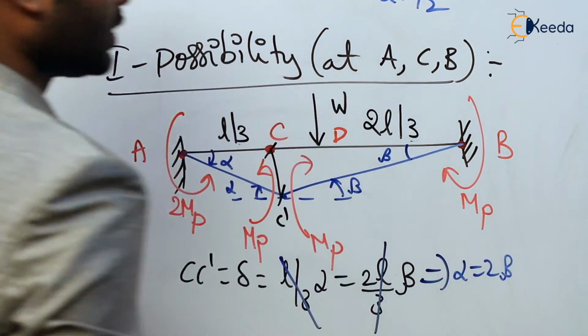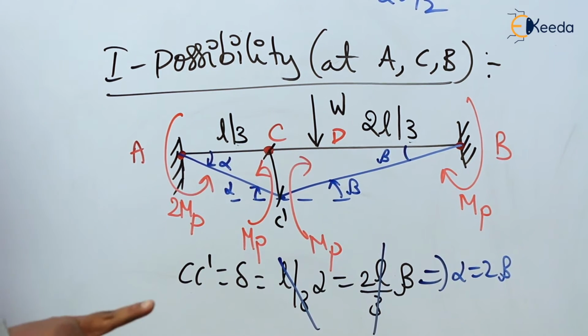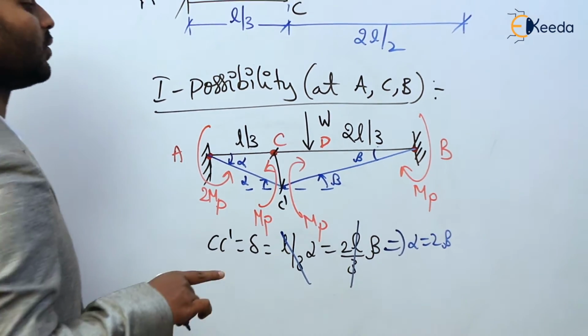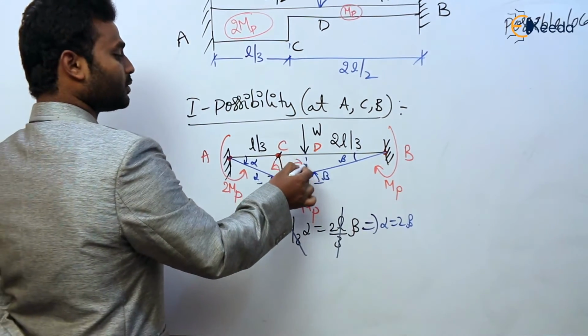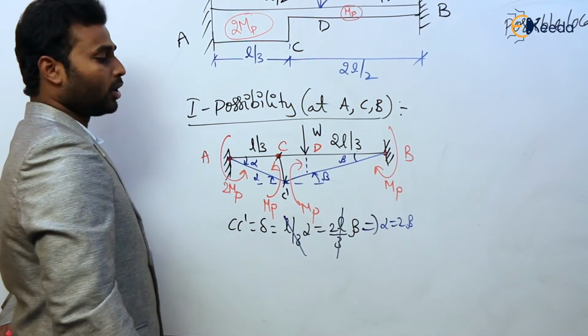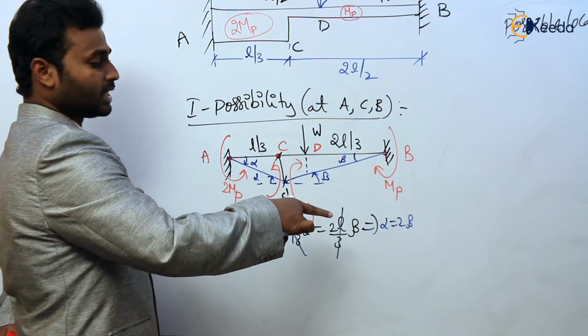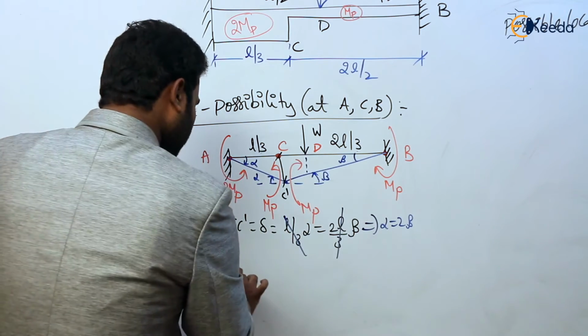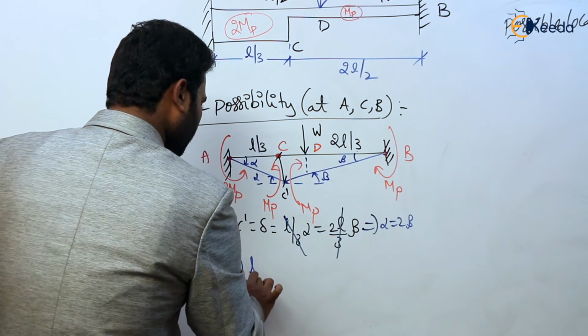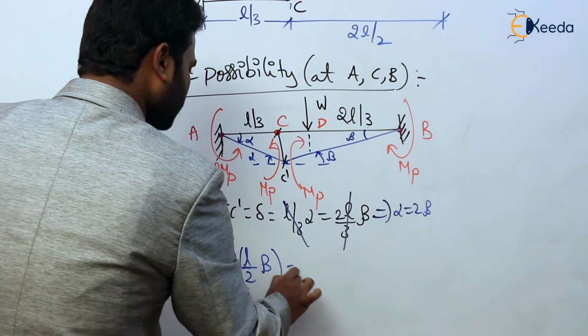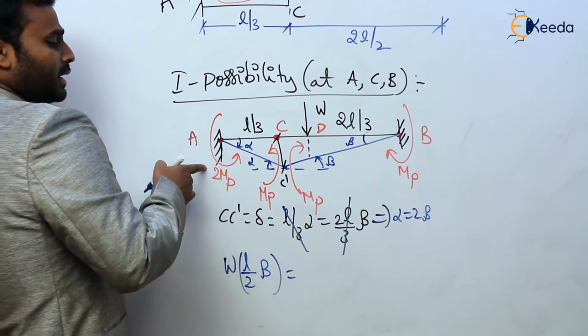That is the relation. Now apply external work is equal to internal work. So what is external work? External work is done by this force, the load. How much is it? It is W into L by 2 beta, which is equal to the internal work done by these moments.